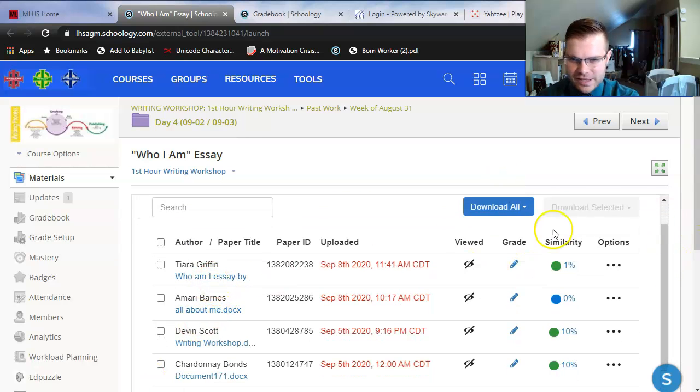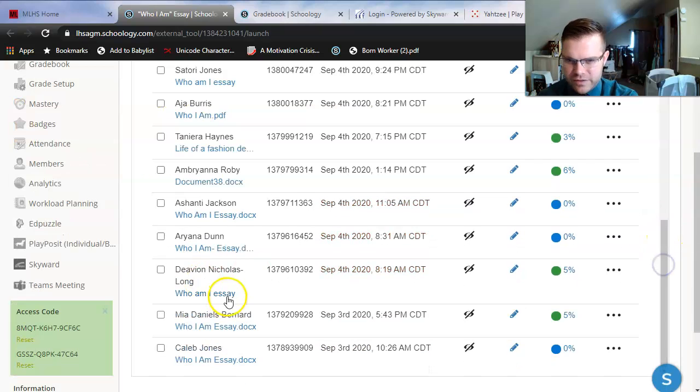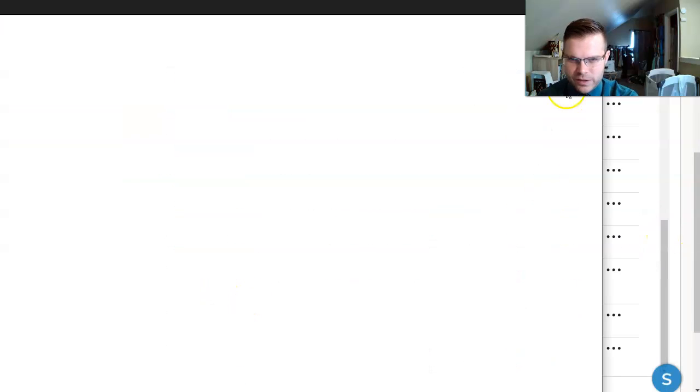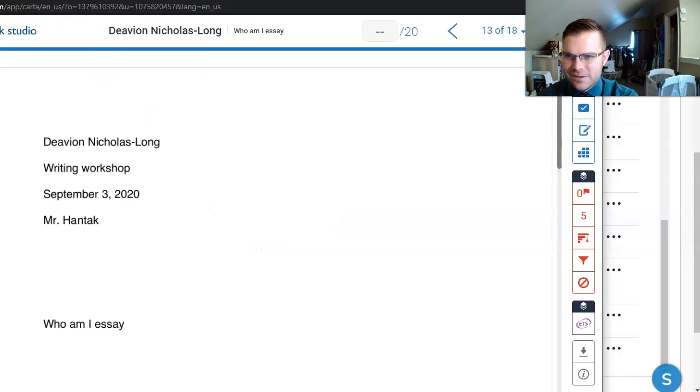But by clicking into the essays, I can actually see them. I know I've commented on D'Avion's, so I'm just going to look at his real quick. I'm also choosing to look at his because his was not bad, so I don't feel necessarily bad looking at his.